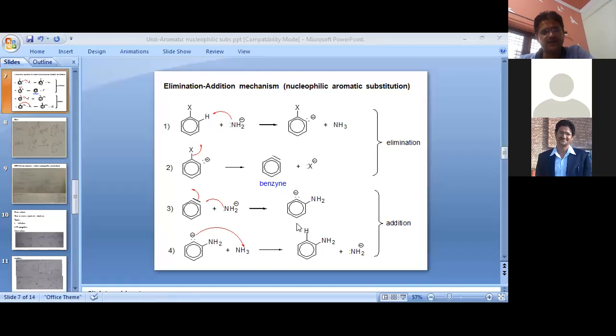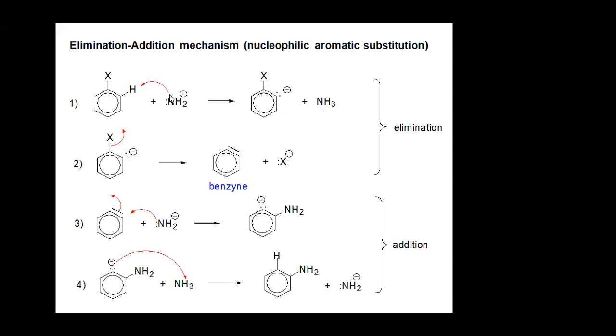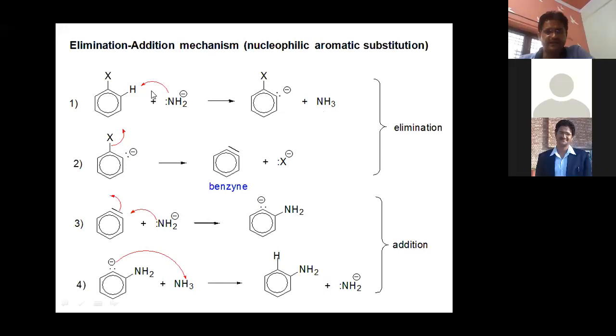You can see here first, this is your halobenzene, right? This halobenzene reacts with NH2 minus. And when they react with NH2 minus, you can see here that H reacts with NH2 and moves out as NH3, right?